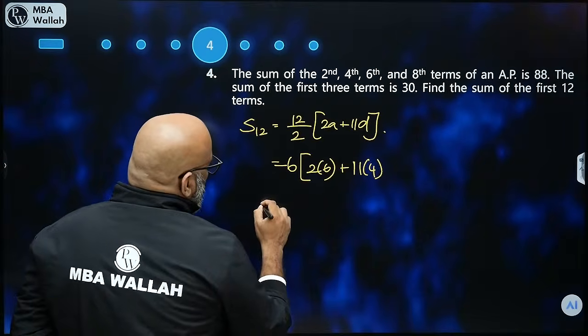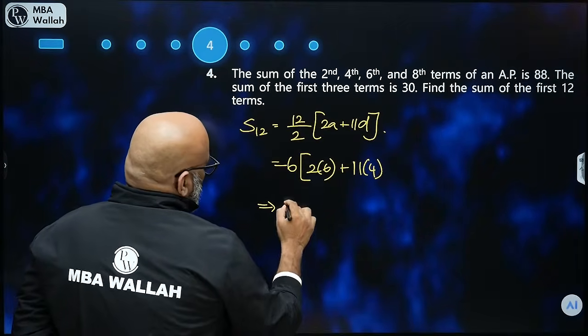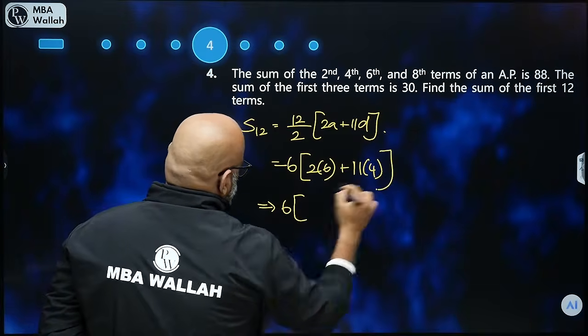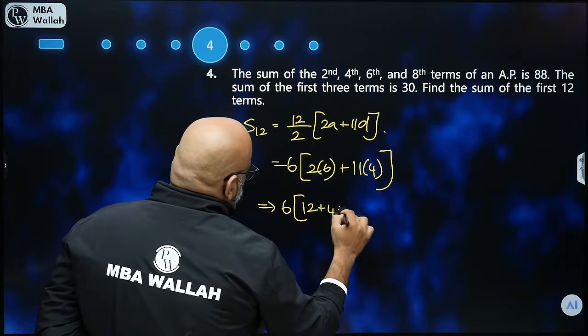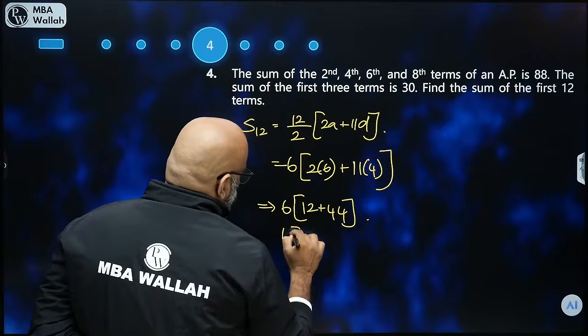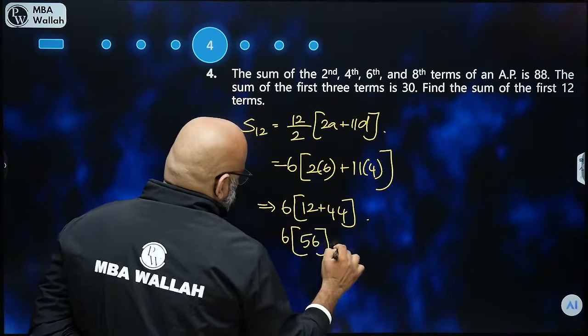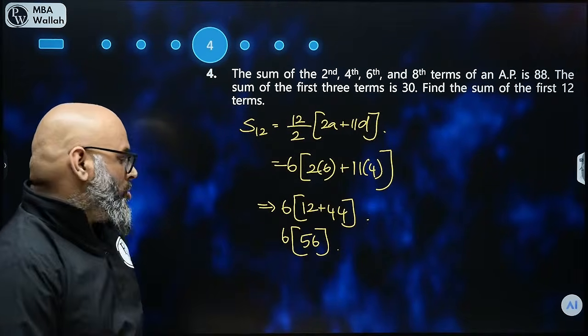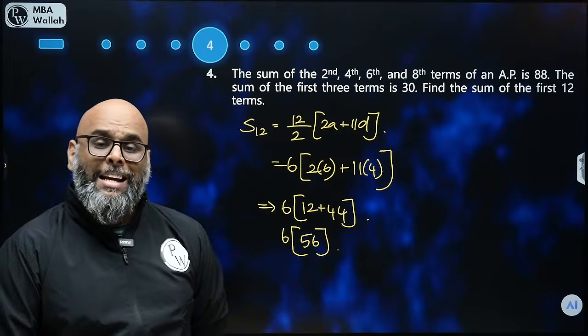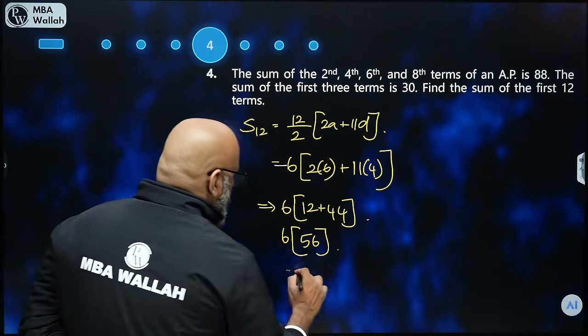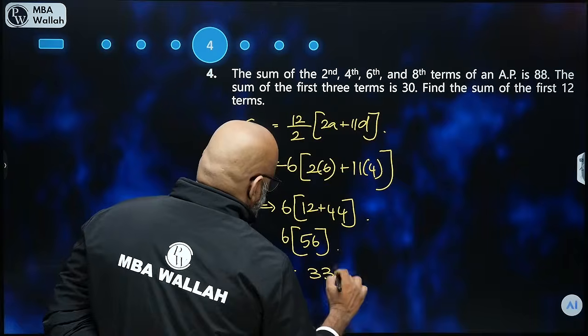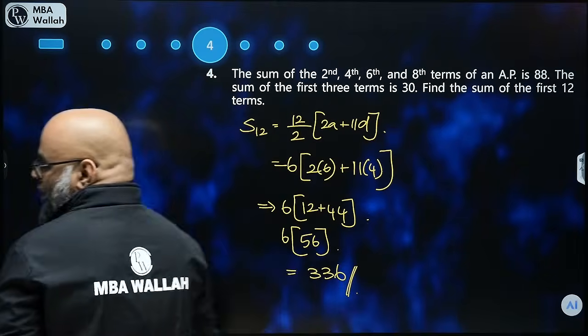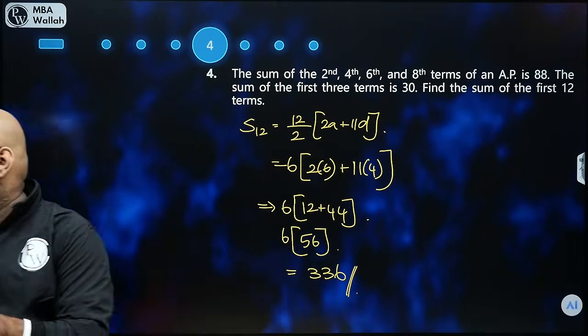So that will tell me 6 into 12 plus 44, or 6 into 56. 6 into 50 is 300, 6 into 6 is 36, 336, and that's your answer. Clear?